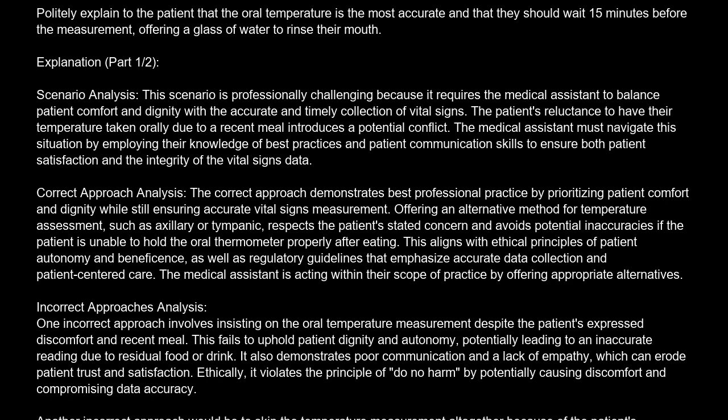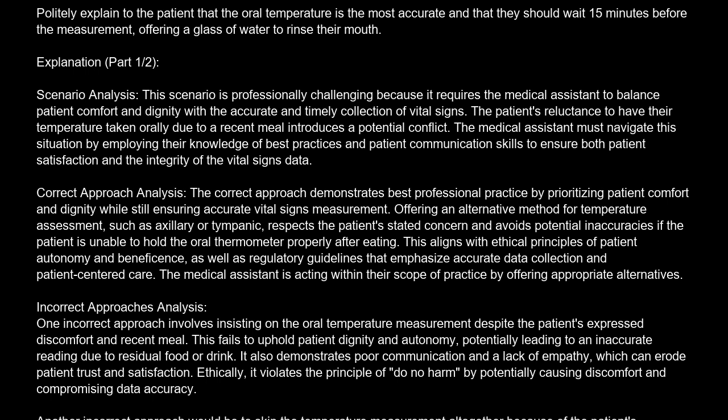Correct approach analysis. The correct approach demonstrates best professional practice by prioritizing patient comfort and dignity while still ensuring accurate vital signs measurement. Offering an alternative method for temperature assessment, such as axillary or tympanic, respects the patient's stated concern and avoids potential inaccuracies if the patient is unable to hold the oral thermometer properly after eating.